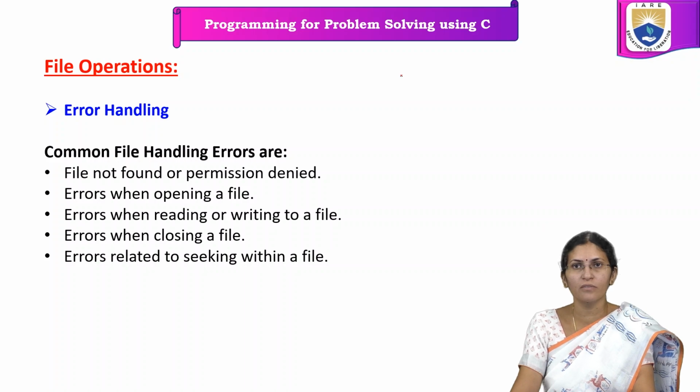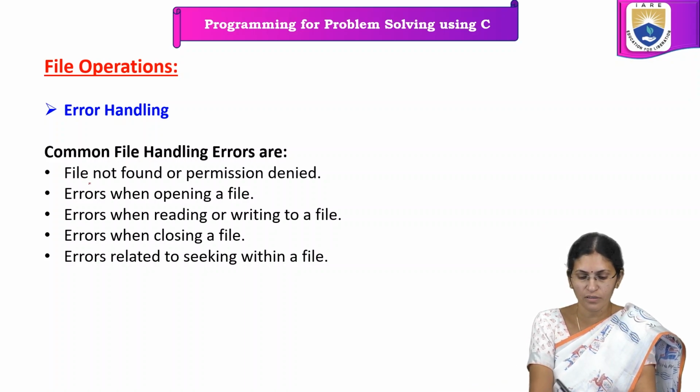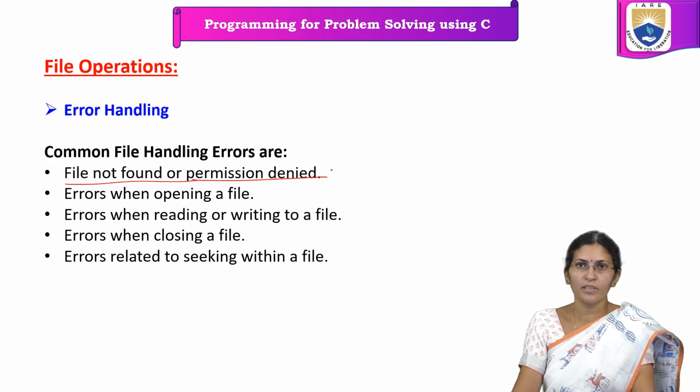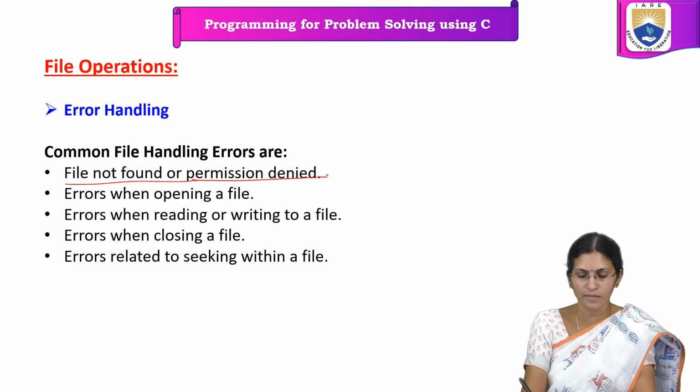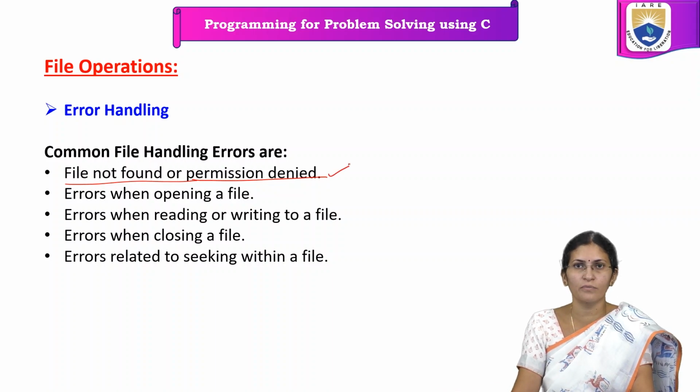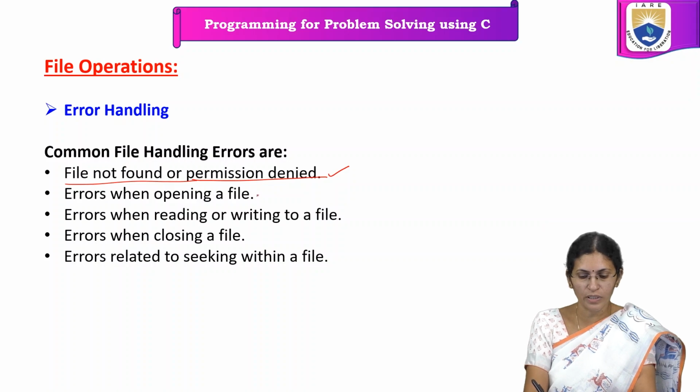So for example, these errors may be based upon whether the file is not found or permission is denied. If there is no file, or if there are hidden files for which we don't have access, and we are trying to open that file, then you will get this error: permission denied or file not found. So, errors when opening a file.